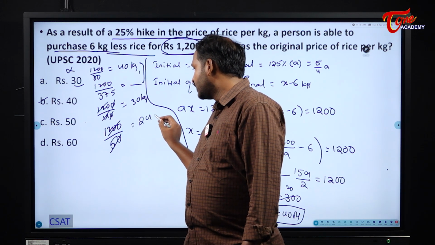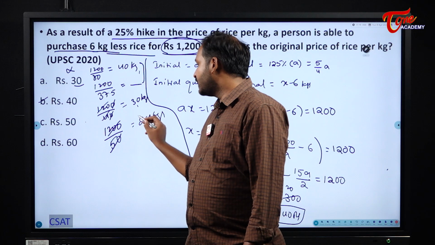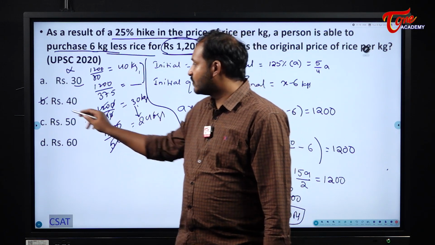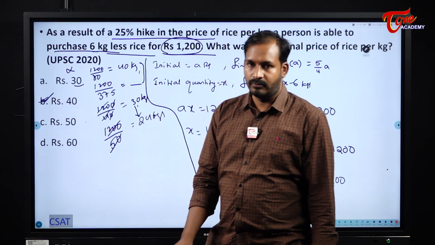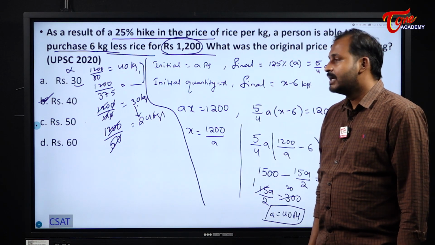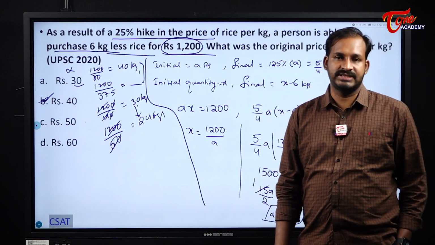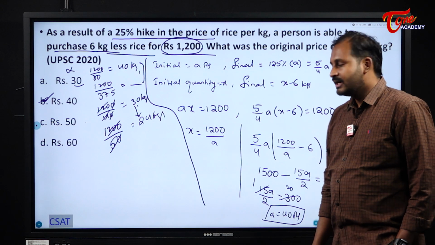So this will become 24 kgs. Now please observe here, the quantity was reduced by 6 kgs, right? So now my price is what? 40 rupees. My price is 40 rupees. By option verification also you can do the same, students. Okay, right, next one.